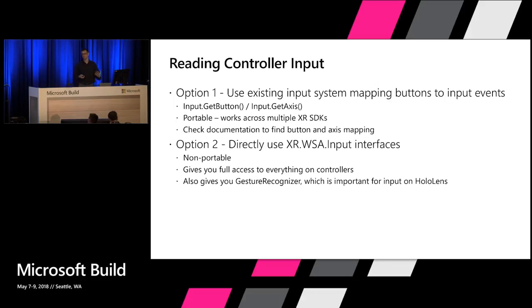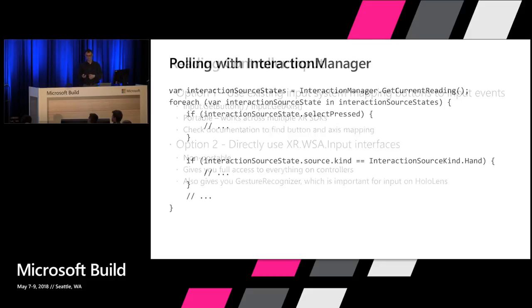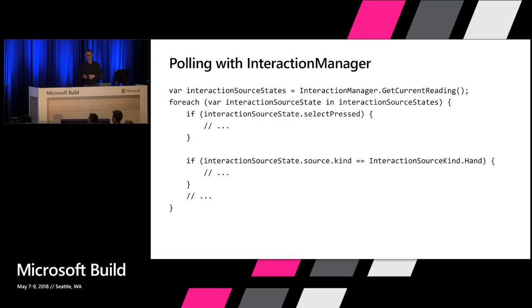But there's also some interfaces we provide inside the Unity WSA input namespace. And these give you much more control and more specific input from the devices. So you can access any of the buttons exposed on the controllers, not just a few of them. And you also get access to the gesture recognizer, which is an important interface API for the HoloLens. So this is one of the interfaces inside the XR WSA namespace. And this is the interaction manager.